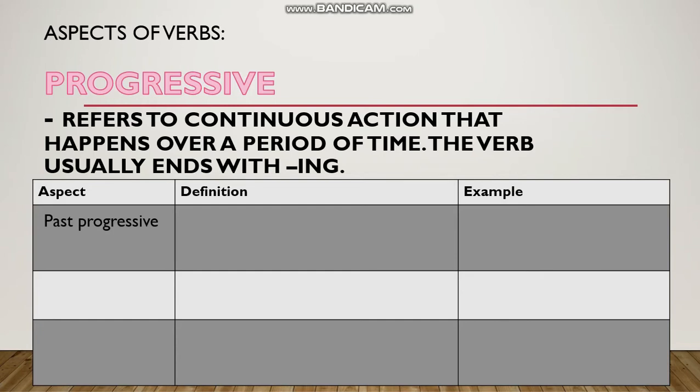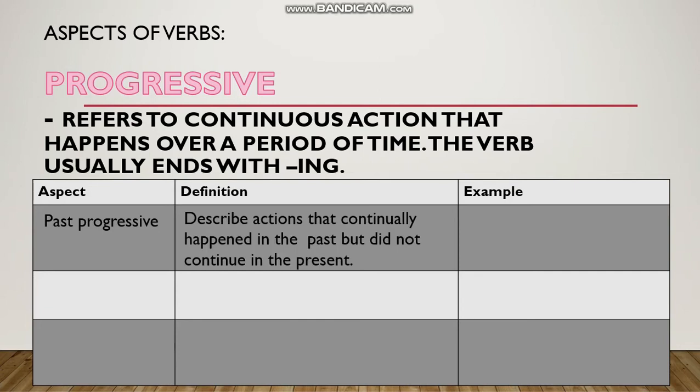First, past progressive. It describes actions that continually happened in the past but did not continue in the present. So when did it happen? In the past, but it did not continue in the present. Let's take a look at this example. John was studying with Mark all day.